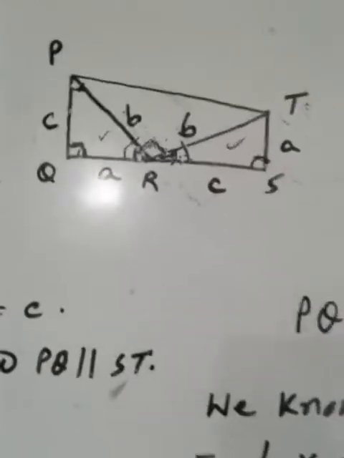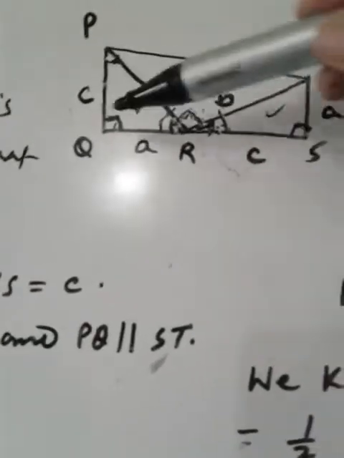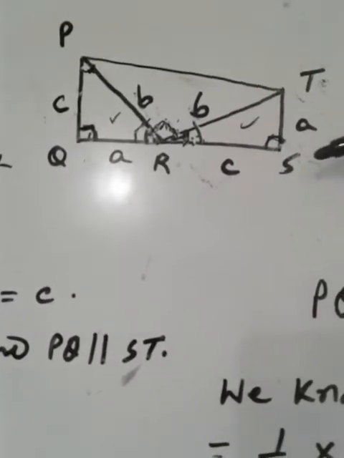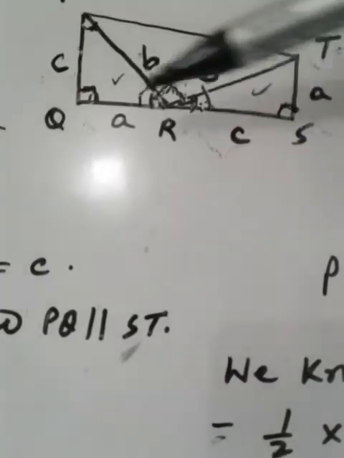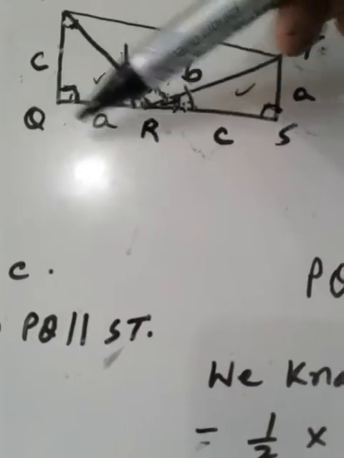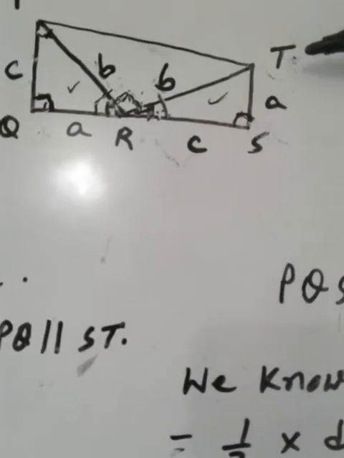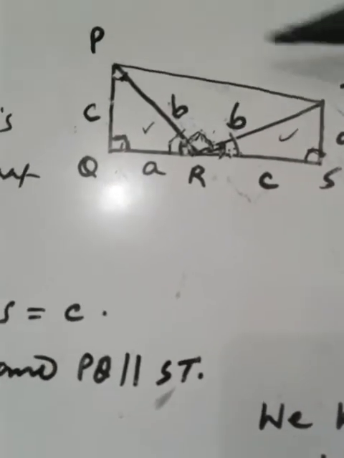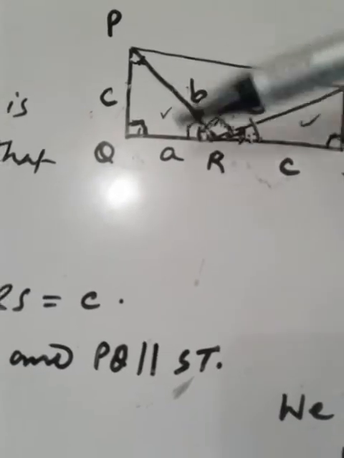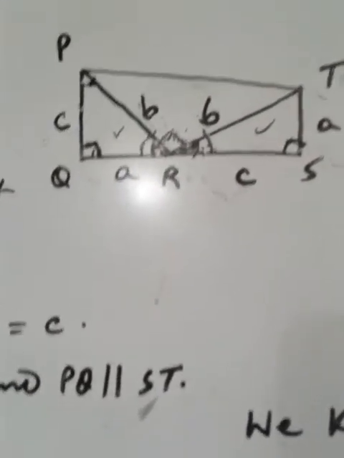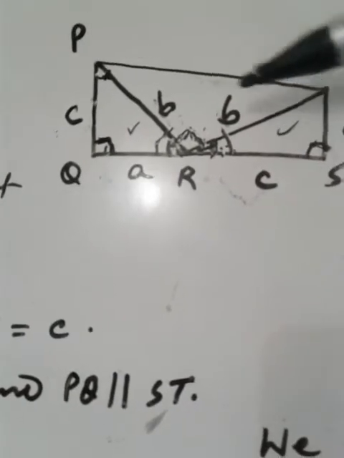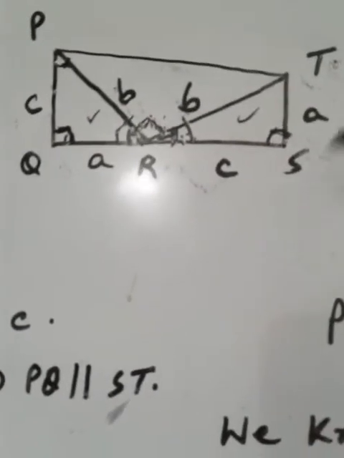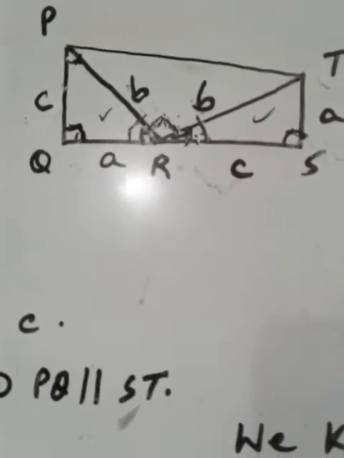And another thing you see: PQ is parallel to ST, but QS and PT are not parallel. In this case, we can say that this figure is a trapezium. So in this figure we are getting three right angle triangles, and the figure is also called a trapezium. We will discuss this later.